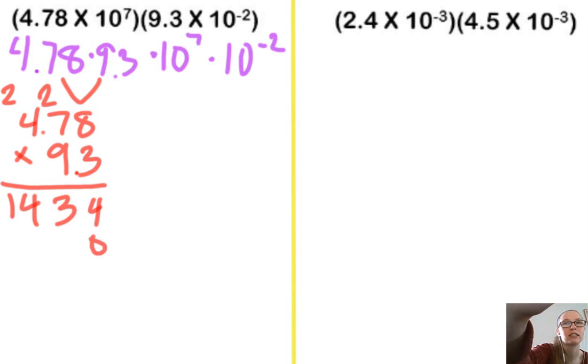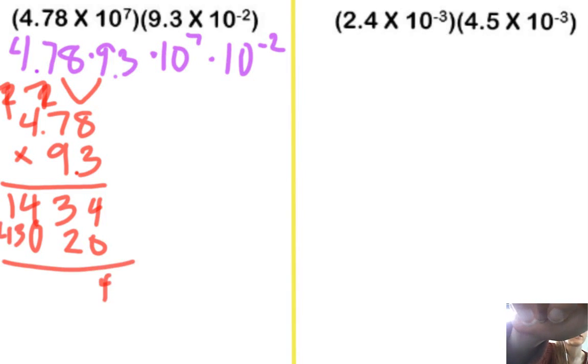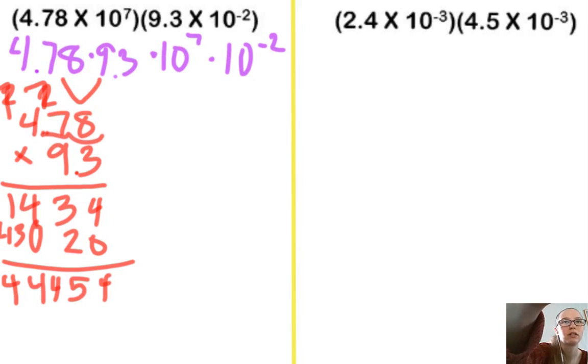9 times 8 is 72. Change this to a 7. 7 times 9 is 63, plus 7 is 70. 4 times 9 is 36, plus 7 is 43. We're going to add those together. And you count the decimal place values. So I have 2 here, so 1, 2, and 1 here, so I have 3 total, so 1, 2, 3.